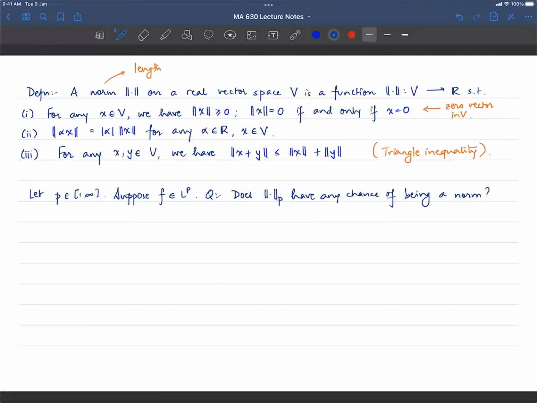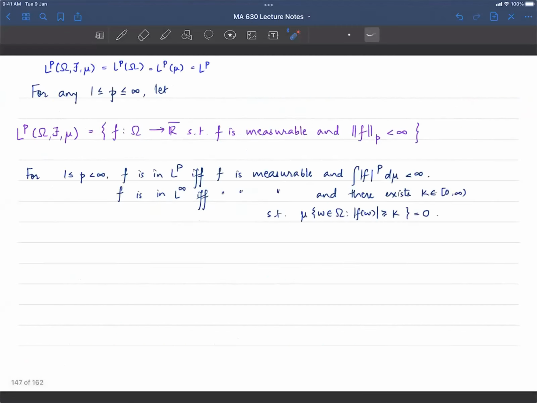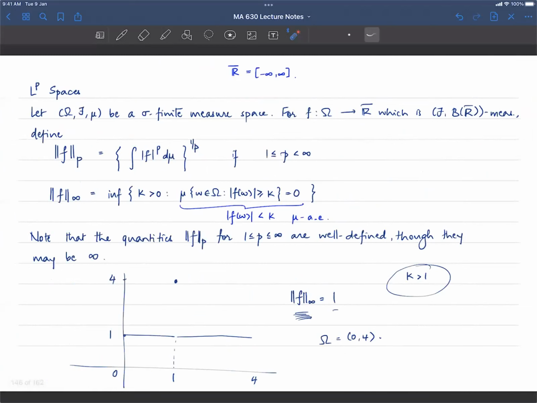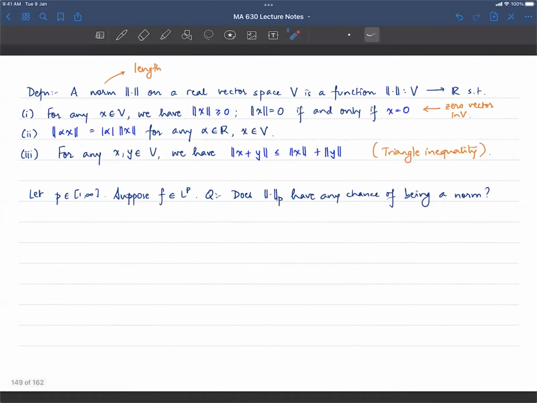So I want to ask this question. Remember when we started a discussion of L^p spaces, we fixed a sigma finite measure space (Omega, F, mu). And then we defined this symbol that looked like a norm, and we defined this symbol, which also looked like a norm. Now my question is, does this symbol have any chance of actually being a norm? In other words, is it possible that this symbol will satisfy properties 1, 2, and 3 with V being L^p?